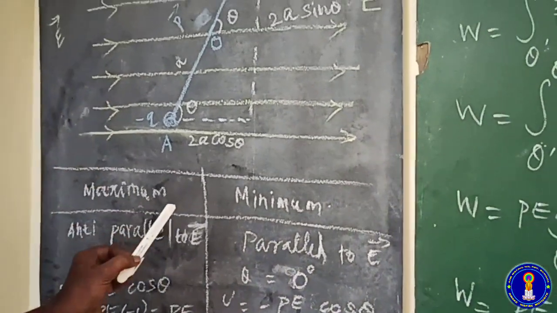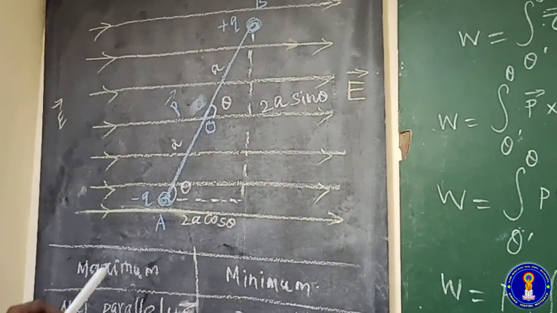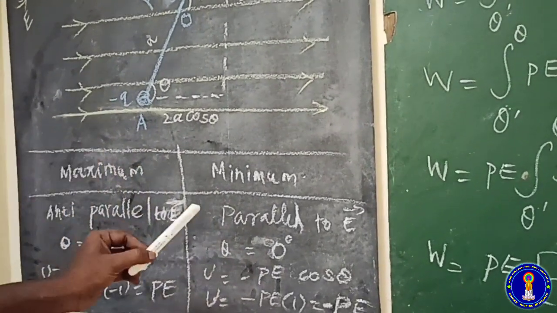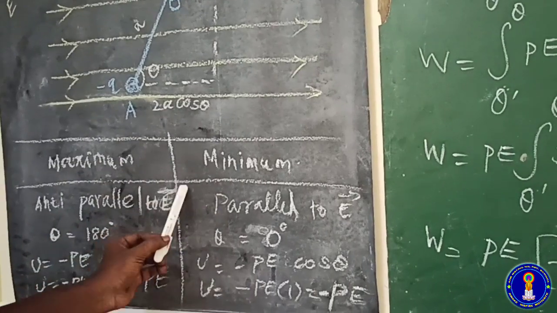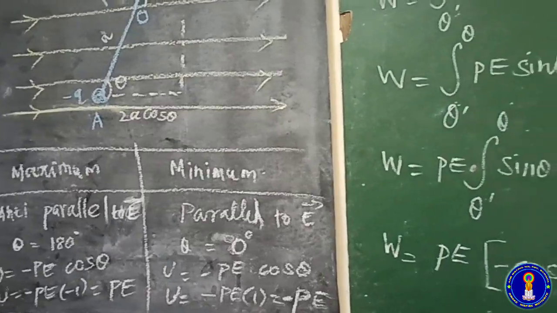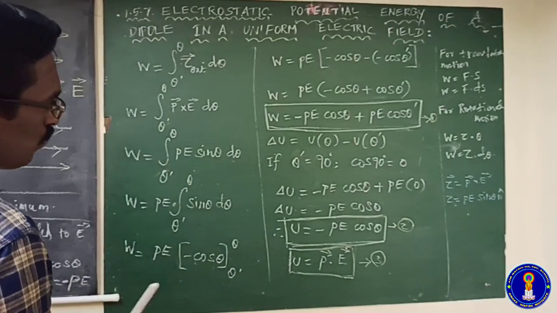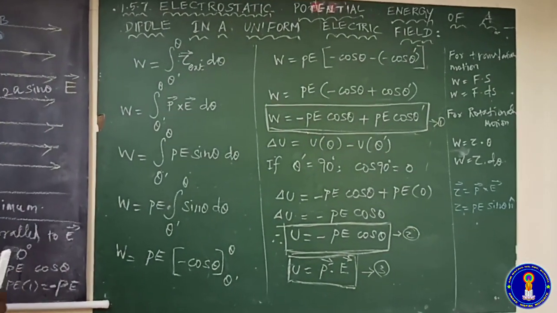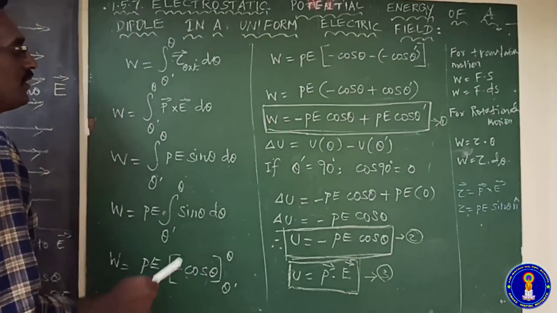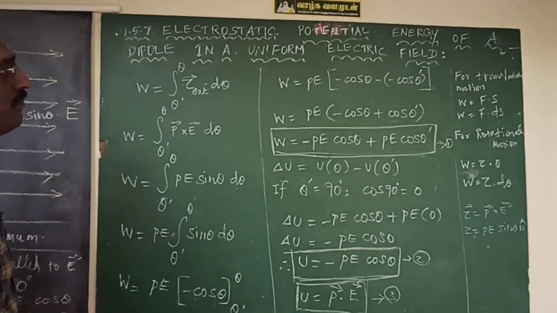So the electrostatic potential energy is maximum when the dipole is aligned anti-parallel to the electric field. The electrostatic potential energy of the system of dipole is minimum when the dipole is parallel to the electric field. This is a very important one-mark question. So we learn from this topic, we conclude the electrostatic potential energy is represented by a dot product, and the torque is represented by a vector product. That's it. Thank you.